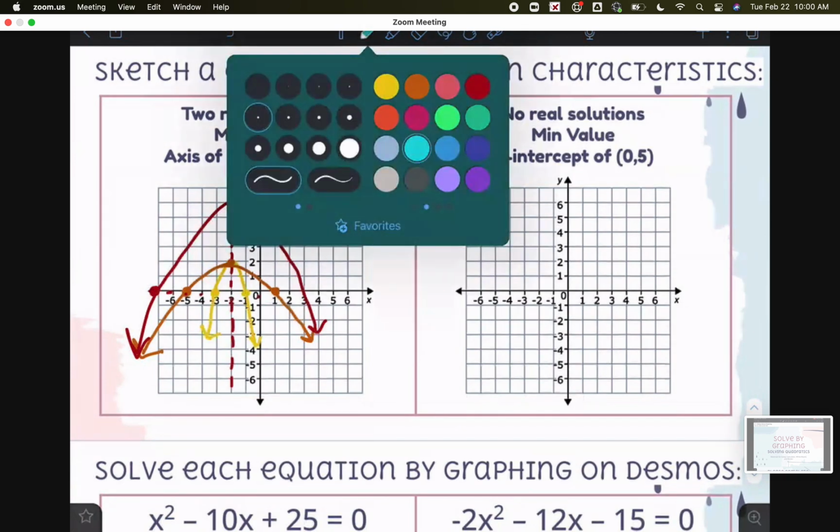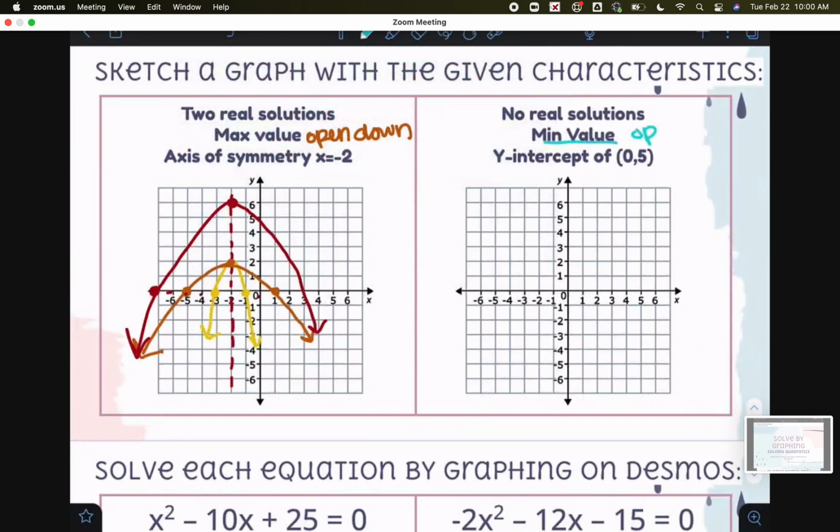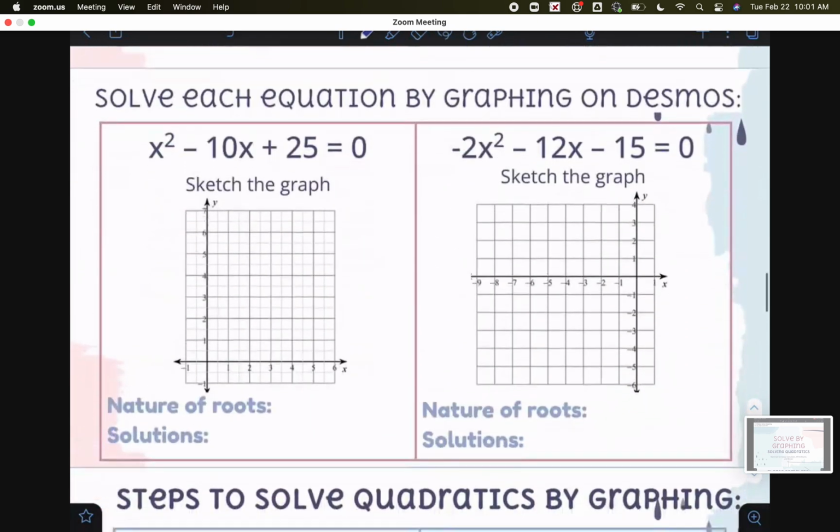Notice this time it says it has a minimum value, meaning our graph needs to open up. And a y-intercept at negative 5. So as long as you draw me a parabola in which the y-intercept is at negative 5, it has no solution, so it doesn't cross that axis, we're good. Your graph could look something like this. It could be really narrow. Your graph could be really wide, but it's got to have a minimum, and it needs to cross through that y-intercept of negative 5. No solutions. Whatever you chose to draw there.